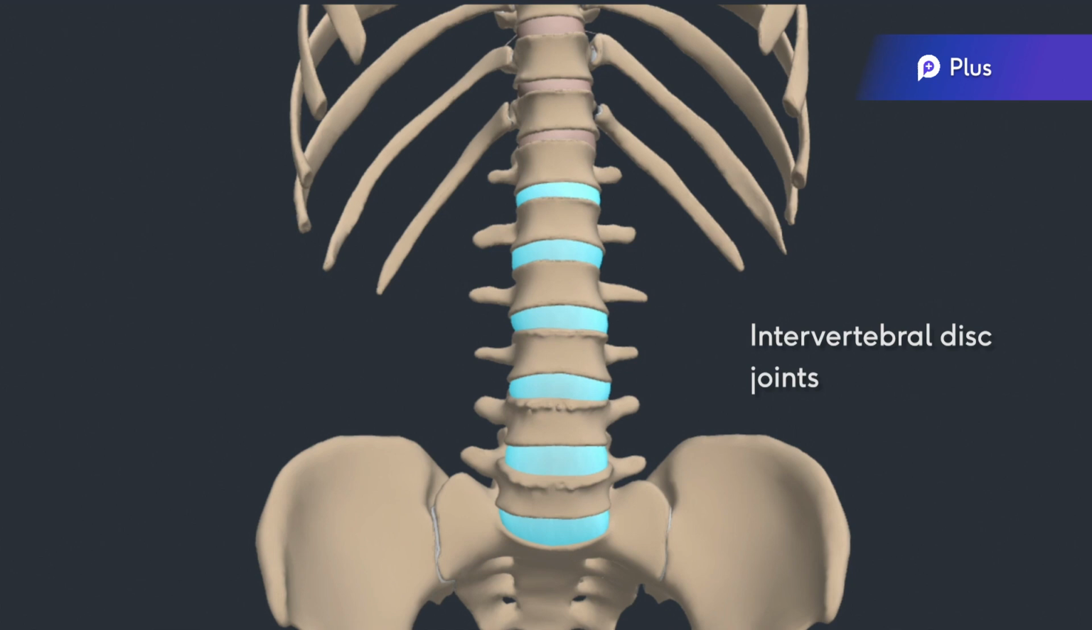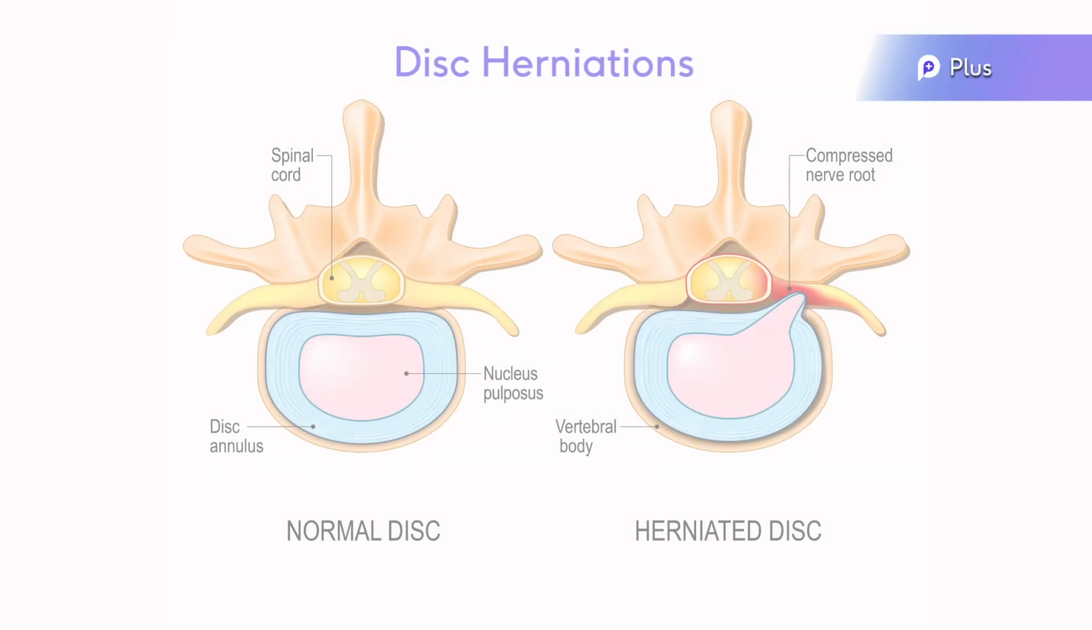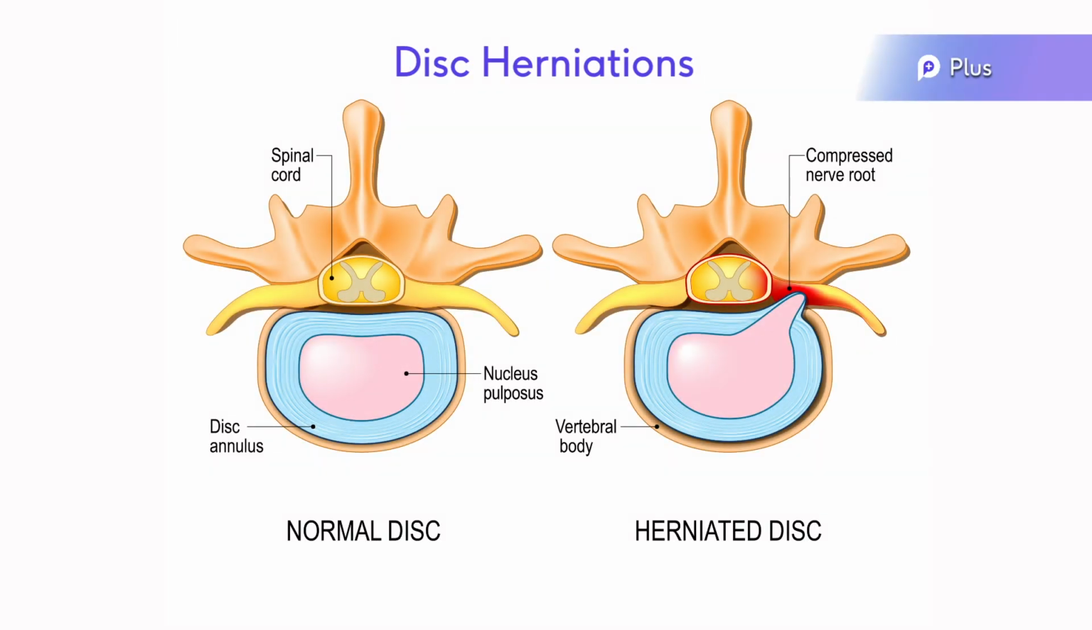load, and allow flexibility. Disc herniations are common low back conditions. The nucleus pulposus, which is the gel-like center of the disc, protrudes through the annulus fibrosus, which is the surrounding ring of collagen fibers. Sometimes this causes the individual pain, but sometimes it is completely asymptomatic. Most disc herniations occur at L4-L5 or L5-S1.